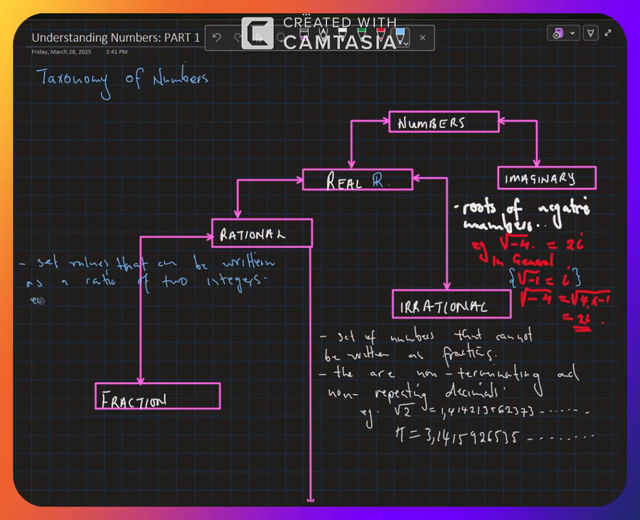For example, we talk of 1 over 2. We can talk of -3 over 4. We can talk of 5. This is also a whole number. That's a rational number because we can say 5 over 1, etc.